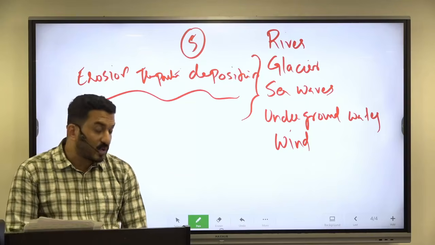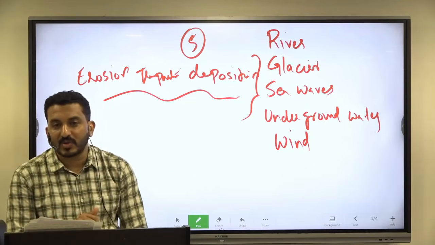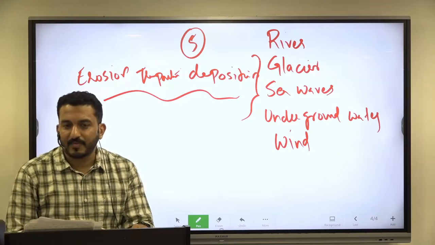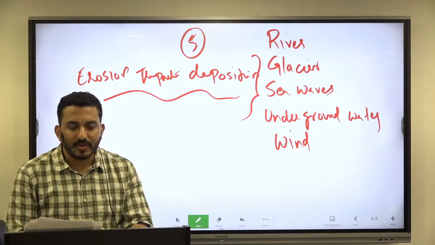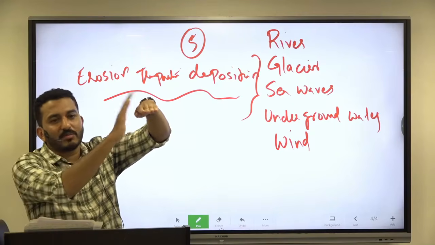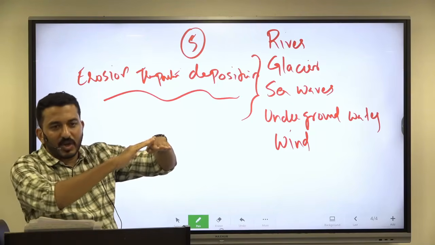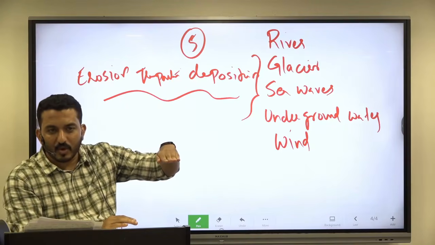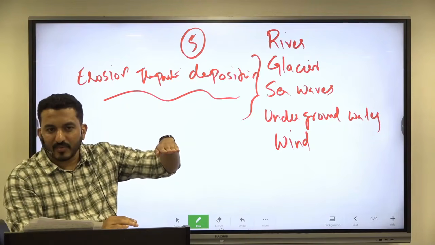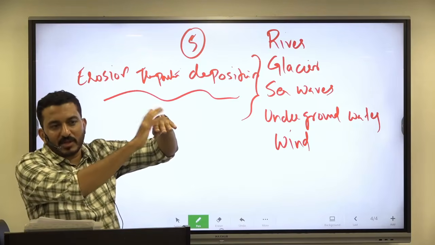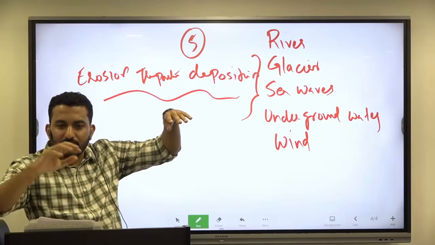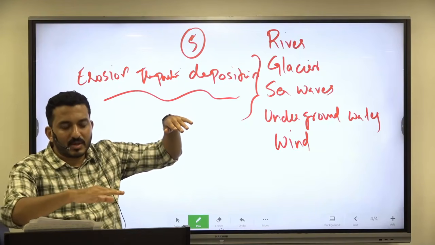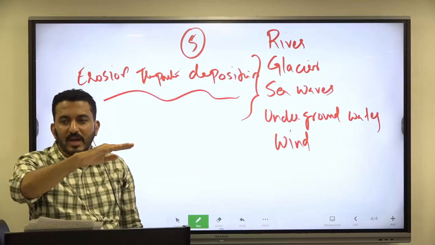So exogenic agents are trying to level the land. Leveling means, suppose this is a mountain. River is eroding, so high land is becoming low land. And these deposits, sediments will be carried and deposited in plains. So low land is becoming high land.